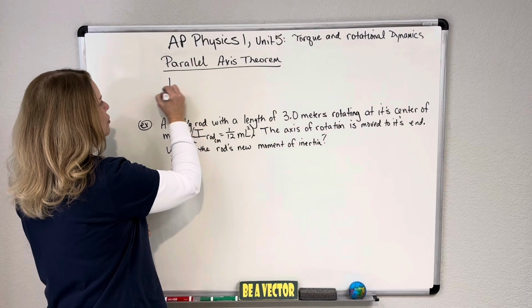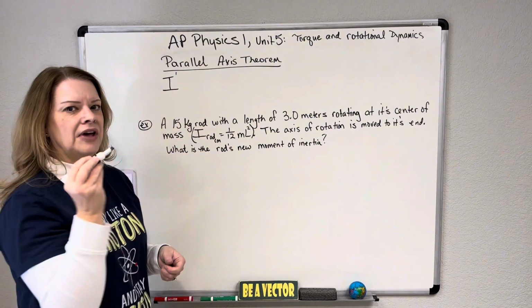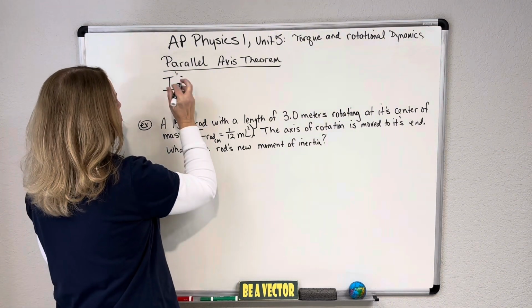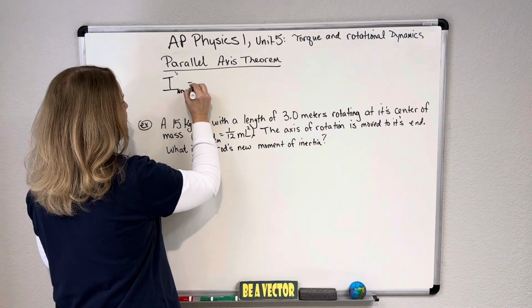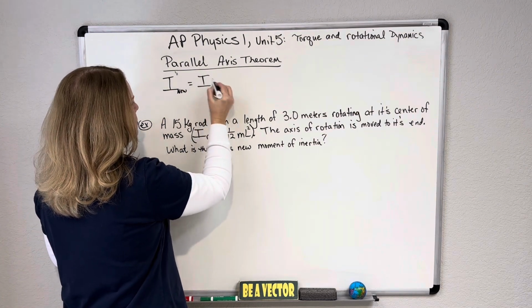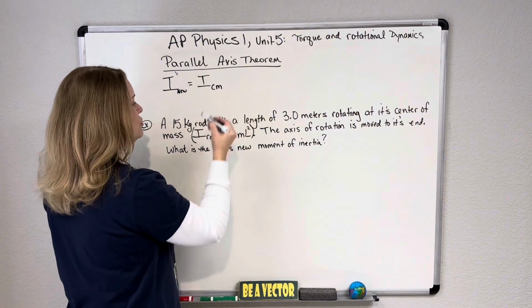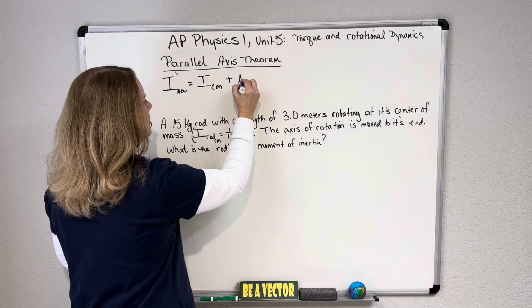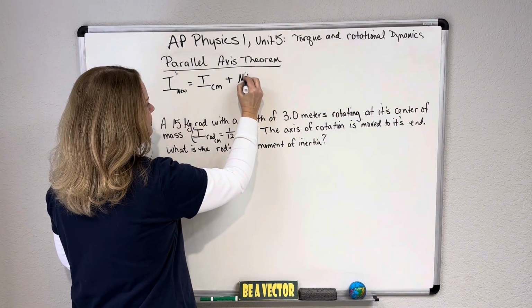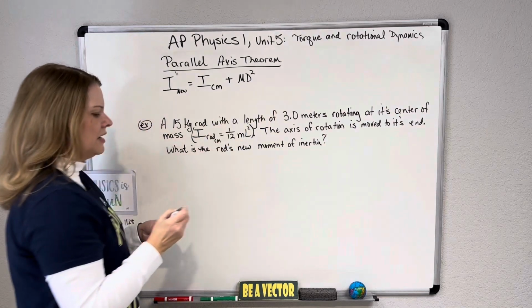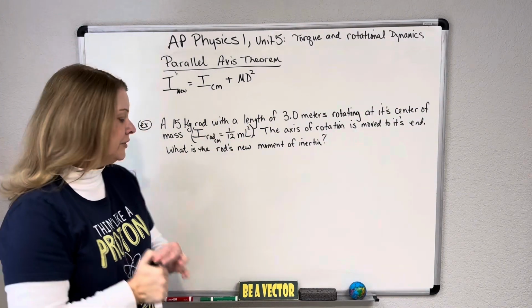You're going to see it on your equation sheet with a little dash above it. I like to call it I-new because you are looking for a new moment of inertia. And we have the moment of inertia at the center of mass plus md squared. Okay, and you're like, I don't even know what you're talking about. So here's the deal.